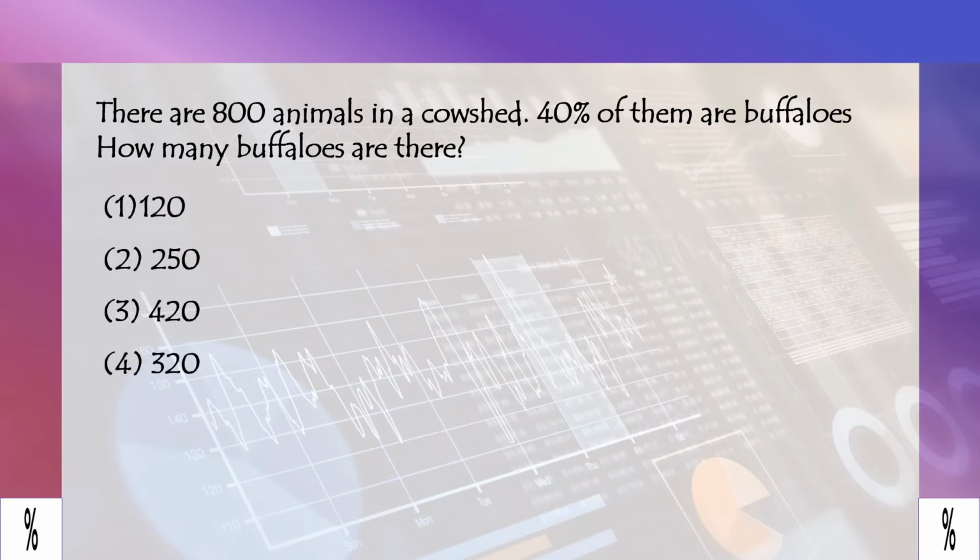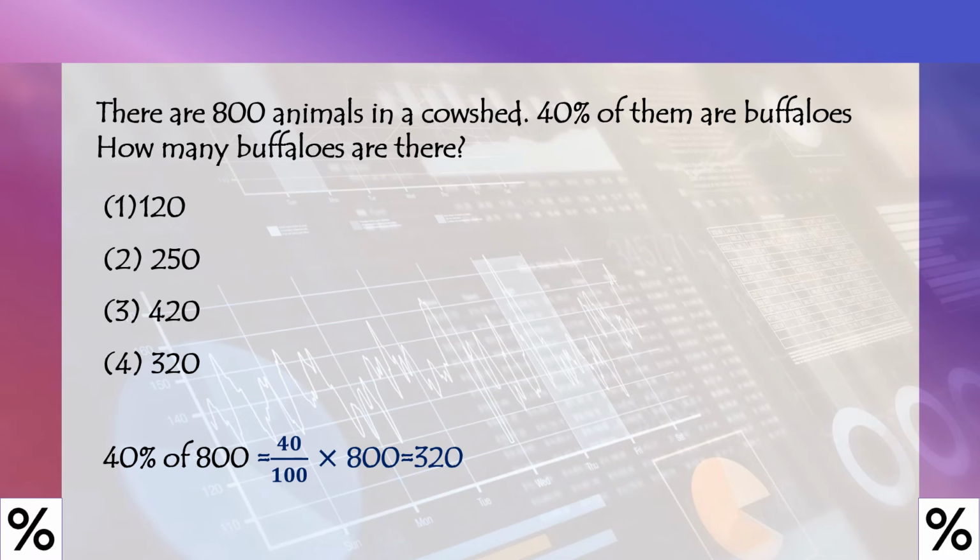Now we have solved the sums based on this type of question also. Now 40% of 800 is 40 upon 100 into 800. When you cancel it, you will get 320. So 40% of buffaloes means how many buffaloes? Means 320 buffaloes. So 320, the alternative number 4 is the correct alternative. All right, let's move on to the next question.